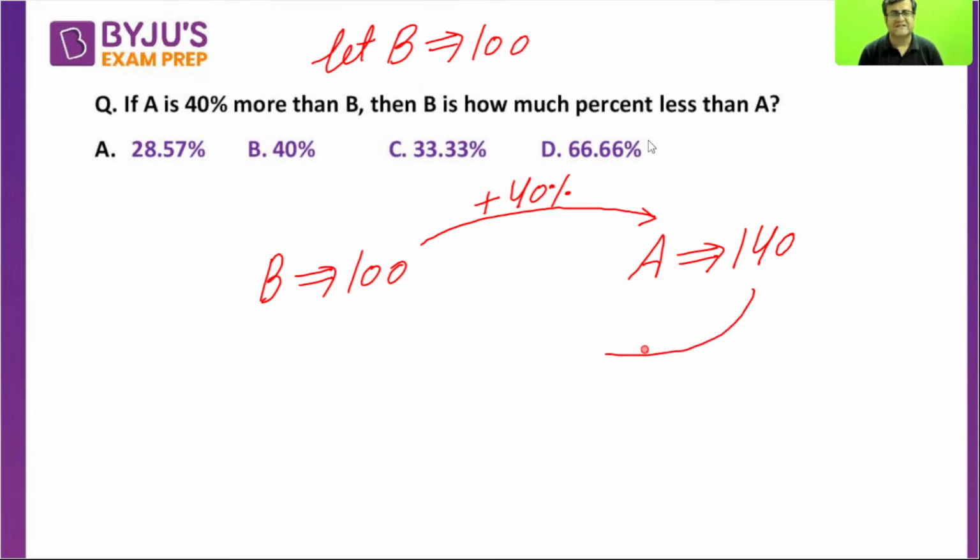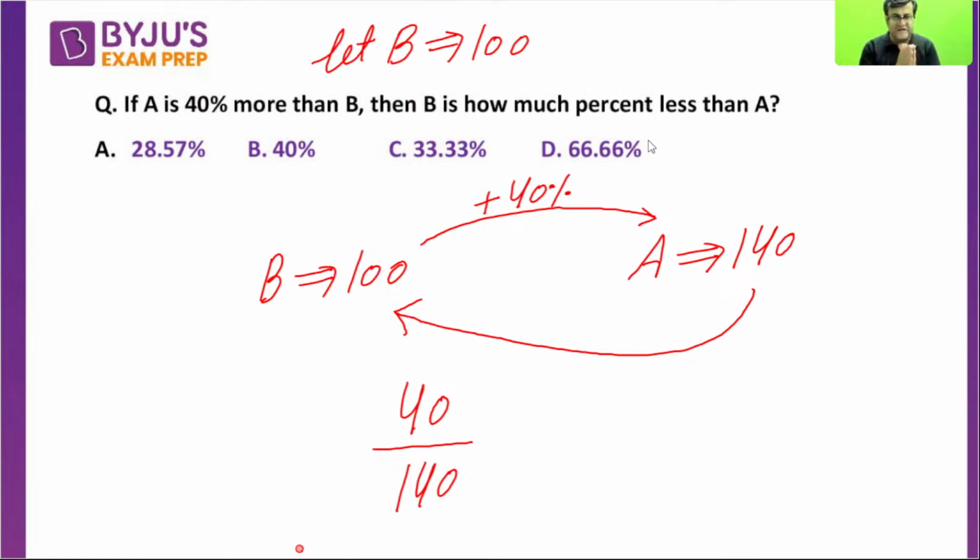Now, how much percentage B is less than A? B is 100, A is 140. B is less, obviously visible. B is how much less? 40 less. Comparison with whom? B is less than A, so take A in the denominator. If B is compared with A, A's value will come in the denominator.